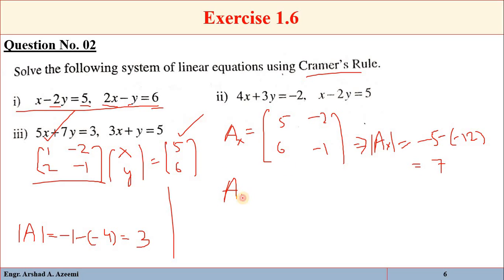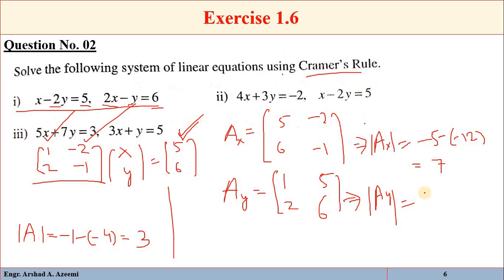Similarly, now find the AY matrix. AY matrix is equal to, replace the second column by this matrix B, so it will be 1, 2, 1, 5 and 6. Okay, and now find out the determinant of this AY matrix, which is equal to 1 multiplied by 6, that is 6, minus 5 multiplied by 2, so that is 10, and it will be equal to minus 4.